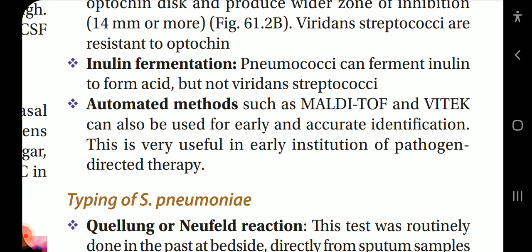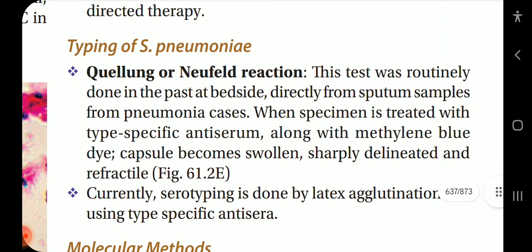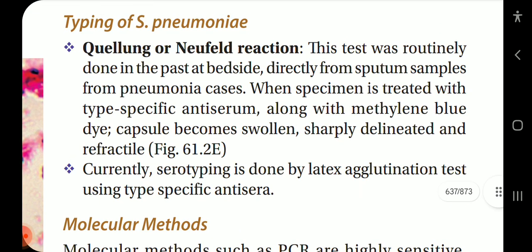Automated methods such as MALDI-TOF and Vitek can also be used for early and accurate identification. This is very useful in early institution of pathogen directed therapy. Typing of Streptococcus pneumoniae: Quellung or Neufeld reaction. This test was routinely done in the past at bedside directly from sputum samples from pneumonia cases. When specimen is treated with type-specific antiserum along with methylene blue dye, capsule becomes swollen, sharply delineated, and refractile.